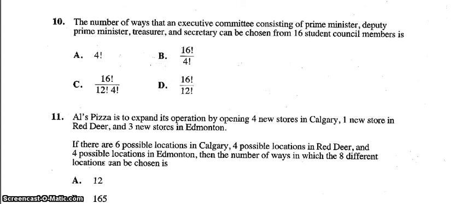All right, so you read the question. 16 to Student Council, you want to choose the Prime Minister, Deputy Minister, Treasurer, secretary, so it says 4 positions. Order is important, so 16P4.